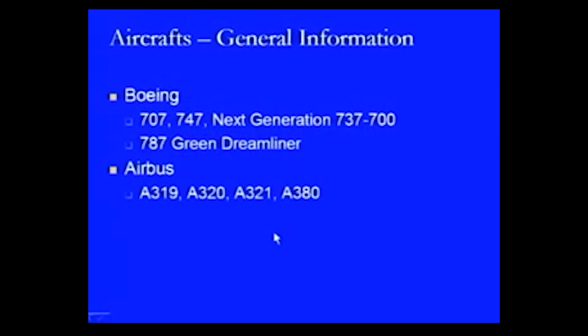Whereas, in the case of Airbus, we have A319, A320, A321 which are still in use, and now they have come up with the A380, which is one of the biggest passenger aircrafts, having a capacity of up to 800 passengers, and it visited India some time back. There was news, and you must have heard about that.